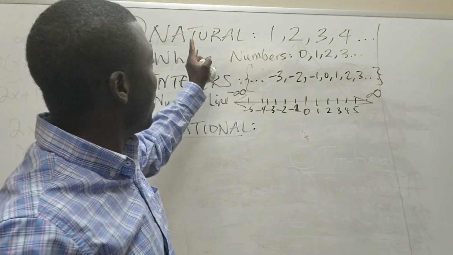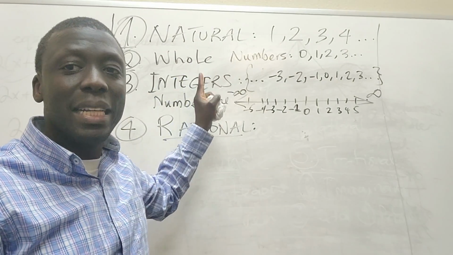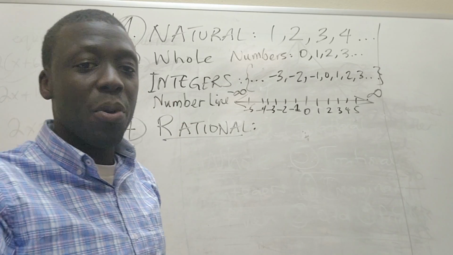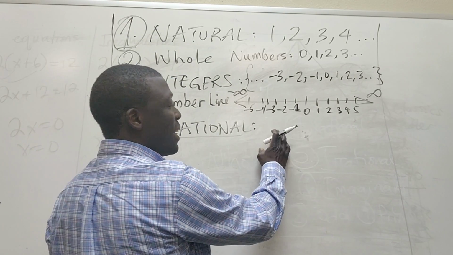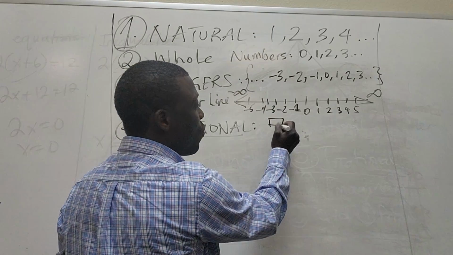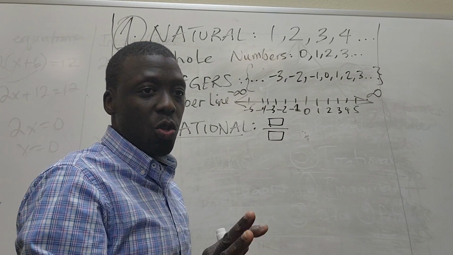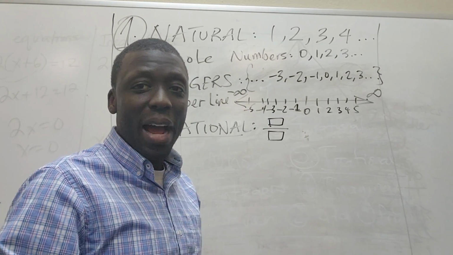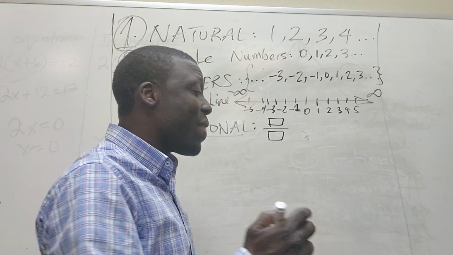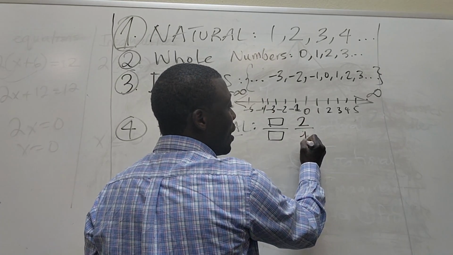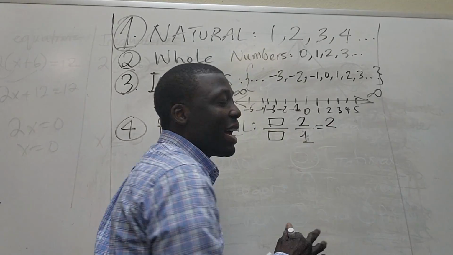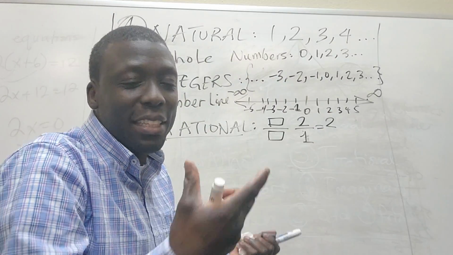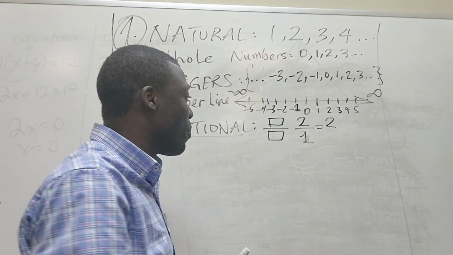We have natural numbers, whole numbers, integers, and rational numbers. Rational numbers are basically numbers that can be written in the form of something over something. Think of it this way: if you can write a number as a fraction, it's a rational number. That includes things like 2 over 1. The 2 over 1 is the same thing as 2, but you're writing it out as a fraction. If you can write it as a fraction, it's a rational number.